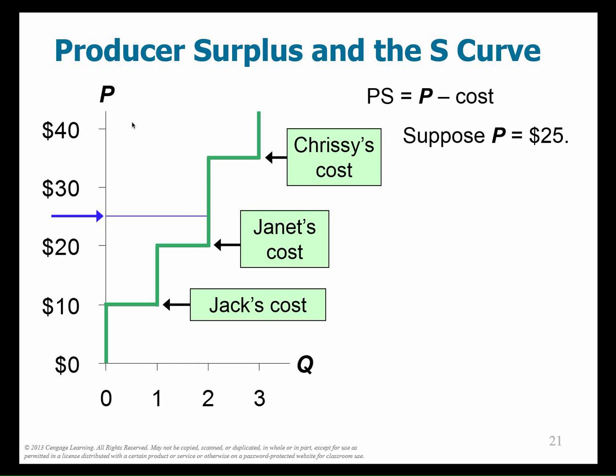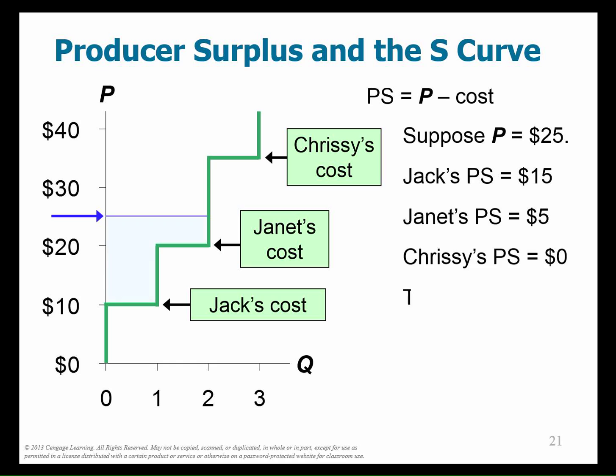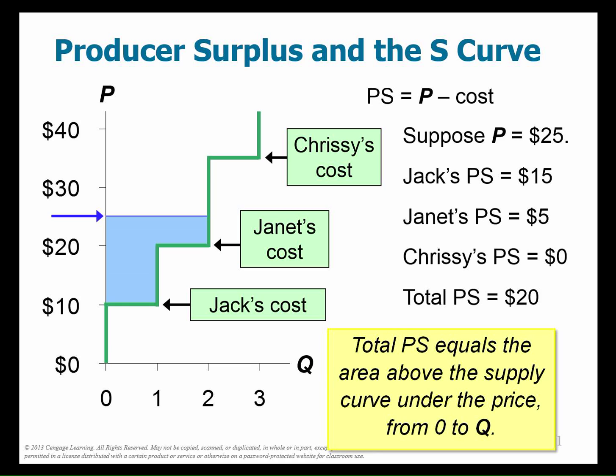Chrissy's not even in the market selling because she can't afford it. It's too expensive for her. Her costs are higher. Maybe this is an opportunity cost of another job she has. But look, this girl Janet, it costs her $20, but she's getting $25 to mow the yard. So she has $5 of, quote, profit. We're going to call this producer surplus. Jack has $15 right here of, quote, profit. We're going to call it producer surplus. So we're going to add these up, both of them, and we will get $20. Chrissy has $0 because she doesn't even participate.